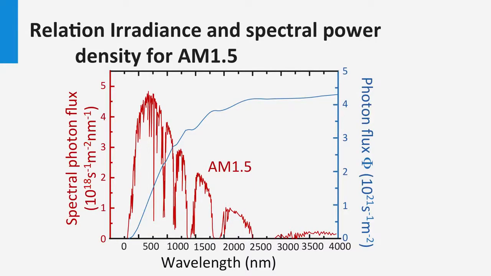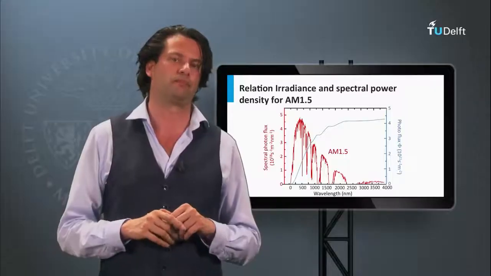In this graph, the spectral photon flux is presented. The area under this graph represents the photon flux. The blue line shows the photon flux in the AM 1.5 spectrum up to the wavelength lambda. It shows that up to 4000 nanometers, the AM 1.5 spectrum has a photon flux of 4.3 times 10 to the power 21 photons per second per square meter.